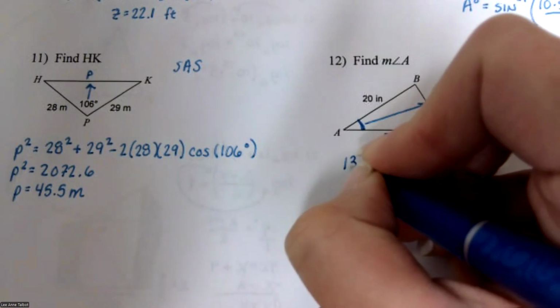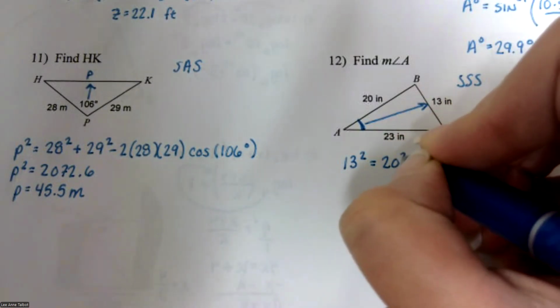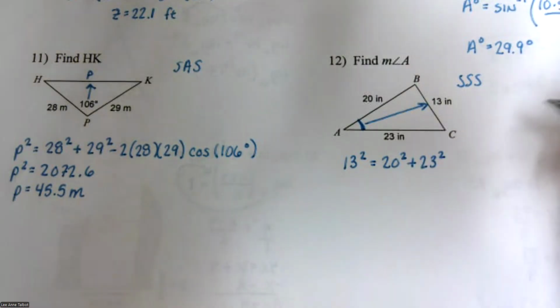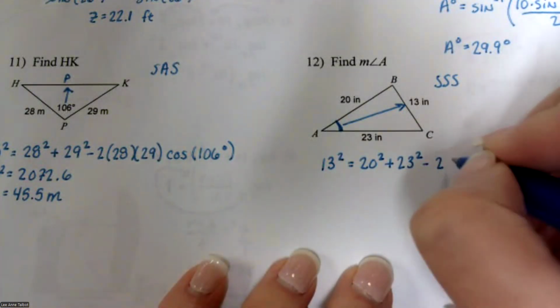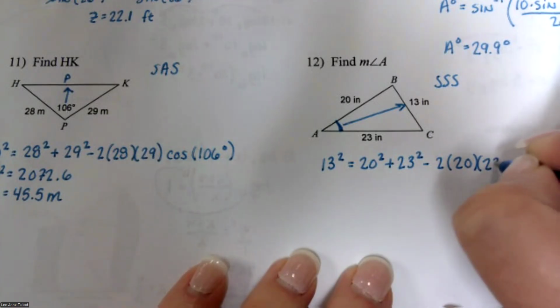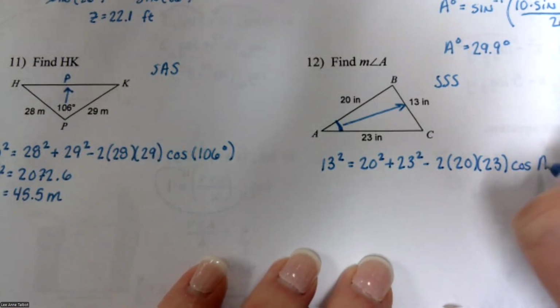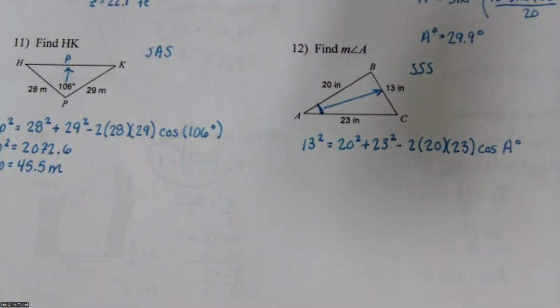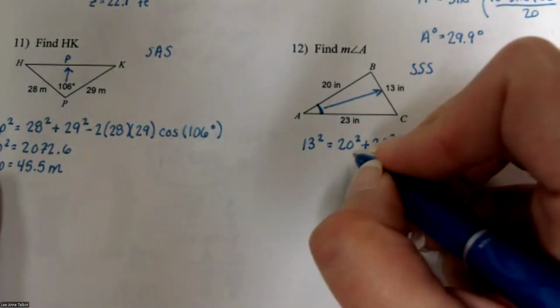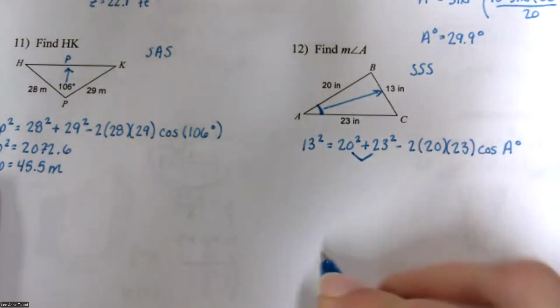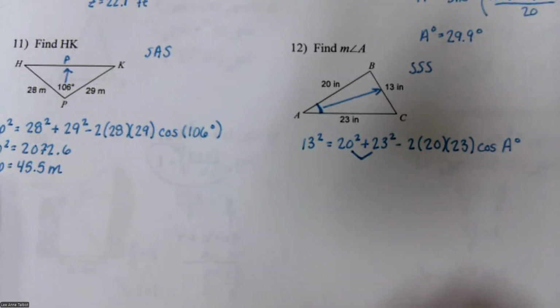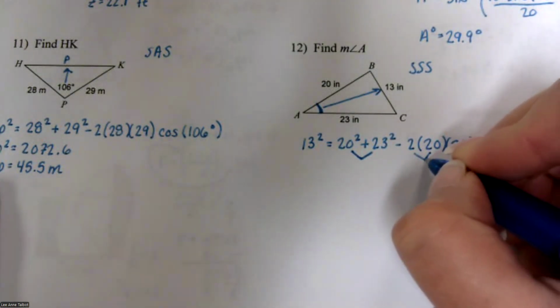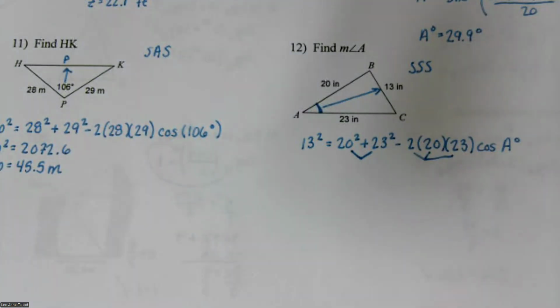Okay, so 13 squared equals 20 squared plus 23 squared minus 2 times 20 times 23 cosine of angle A. Now on this problem, where students mess up the most is order of operations. So I want you guys to put little branches right here to group those two together. And put little branches right there to group those two together.